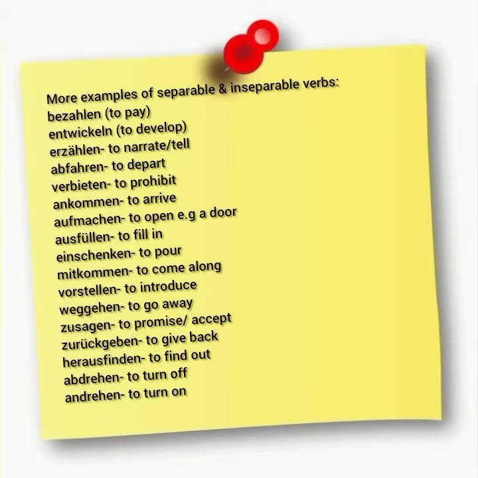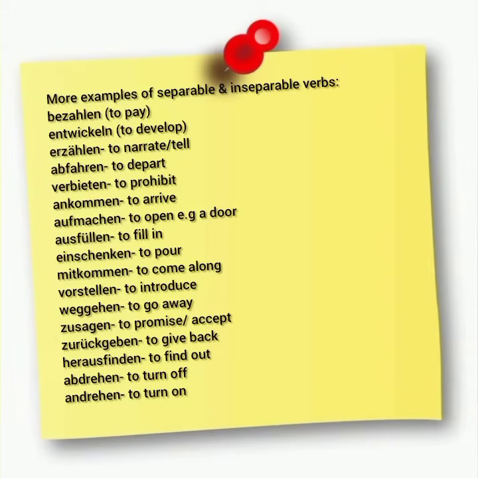We have bezahlen, to pay. Now you've seen this one is not separable. You've seen the prefix be, don't separate, yeah? So if I'm to conjugate this in a sentence, I would say ich bezahle, because the be is not separable. Don't say ich zahle be, no. It is ich bezahle, du bezahlst, er bezahlt, as you proceed in that order, okay?